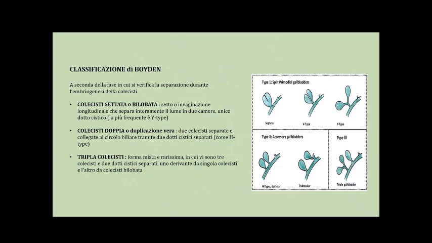Gallbladder duplication is currently classified based on the stage during embryogenesis in which the separation occurs. This is referred to as the Boyden classification. Among these, the most common form is the so-called Y-shaped type, which is a septate or bilobed gallbladder, where there is a septum, an invagination along the longitudinal axis, that completely divides the lumen into two chambers, but with a single cystic duct. Less common is the double gallbladder, or true duplication, in which there are two separate gallbladders with two separate cystic ducts, thus forming an H shape, which are then connected to the main biliary tract.